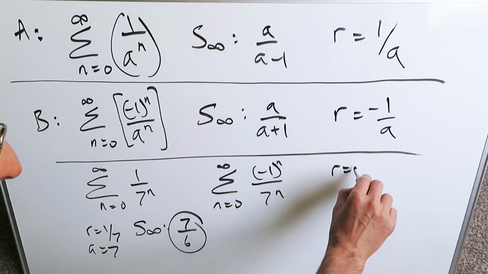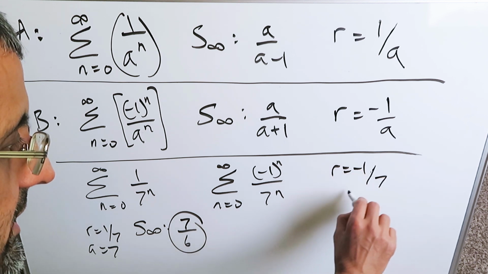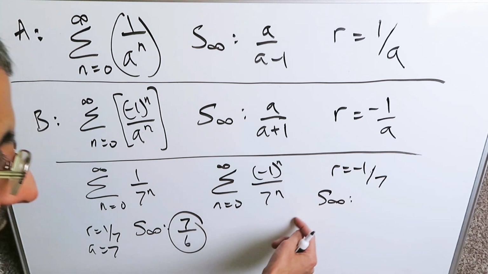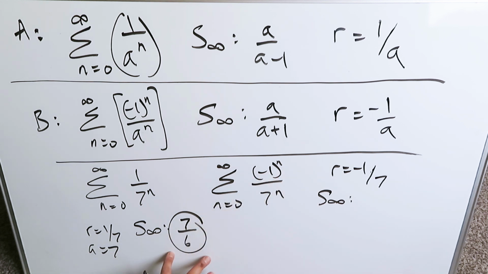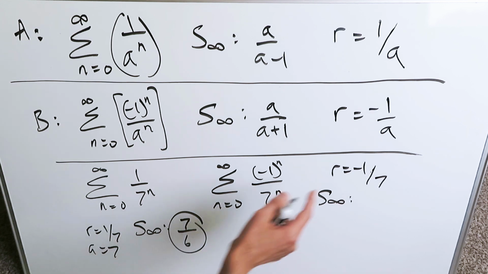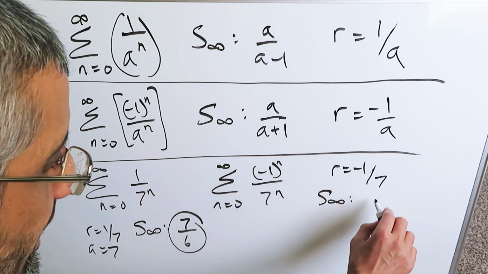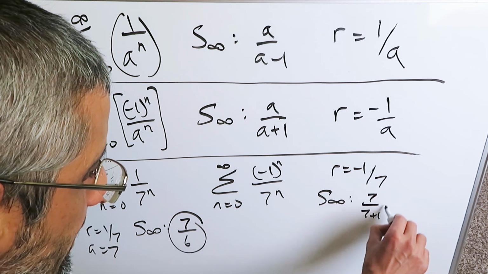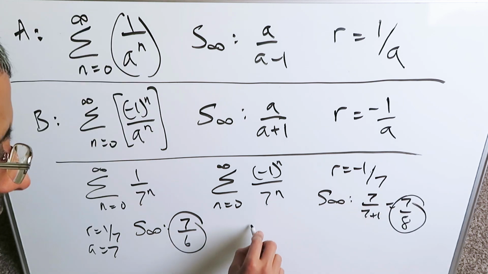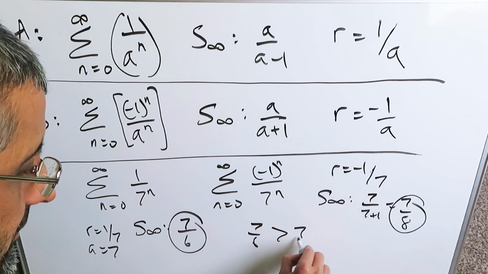Here I know my common ratio is minus 1 over 7. My formula here for the sum of this series, a geometric series with alternating positive and negative terms, will be smaller than this, because those negative terms will take away from the overall sum. It will be going by that. I know a is equal to 7. It will be 7 over 7 plus 1. It will be equal to 7 over 8. What is larger? 7 over 6 is larger than 7 over 8.